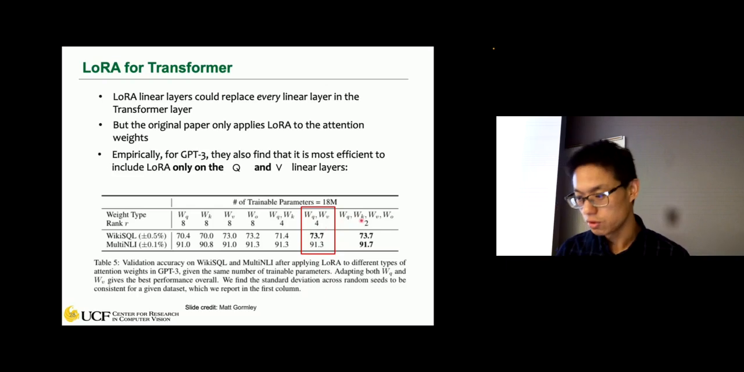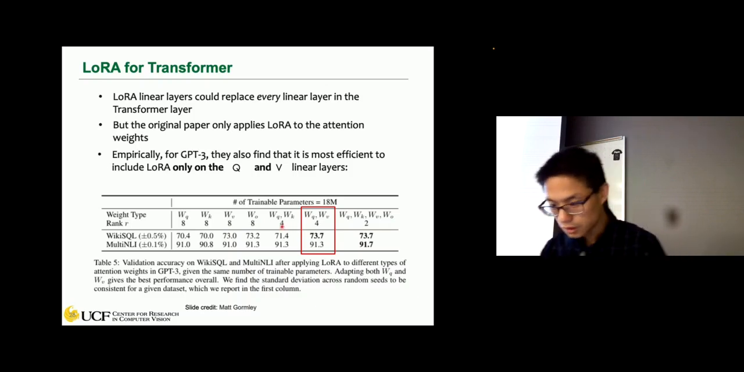But if you only apply to maybe just one weight matrix, you have a larger tunable budget, so you can go to a higher rank like 8. For this ablation study, they found that using a rank of 4 and applying to these two matrices seems to give you the most efficient trade-off, based on the accuracy on these two data sets.